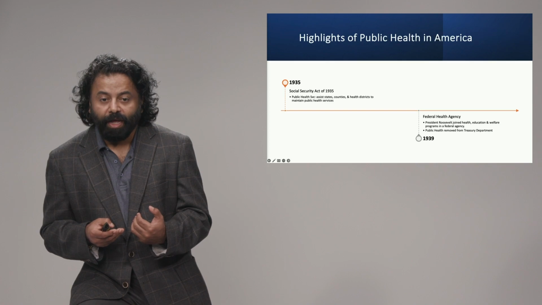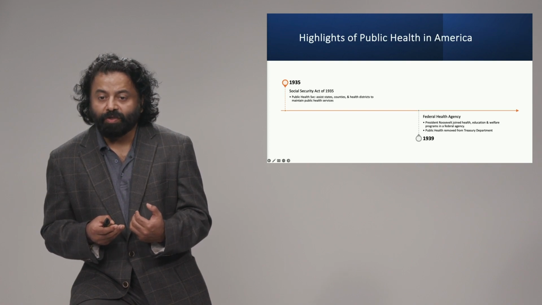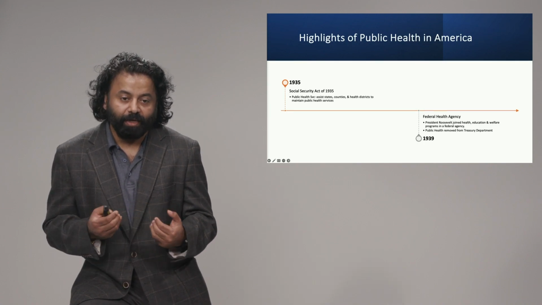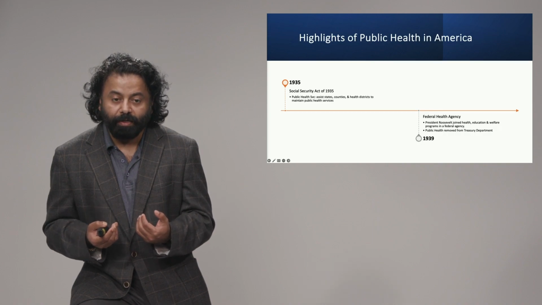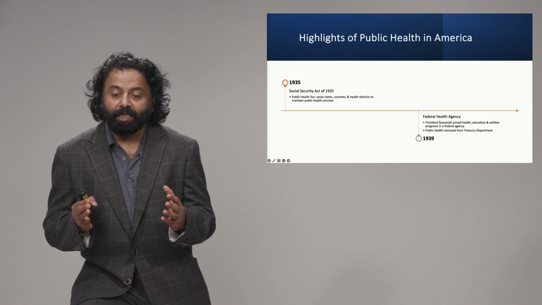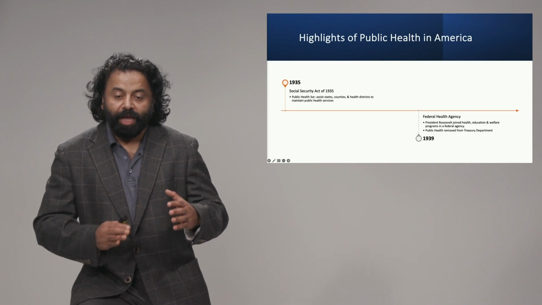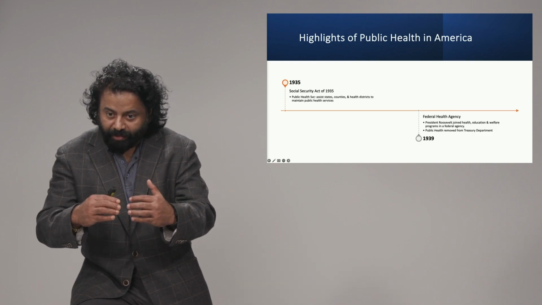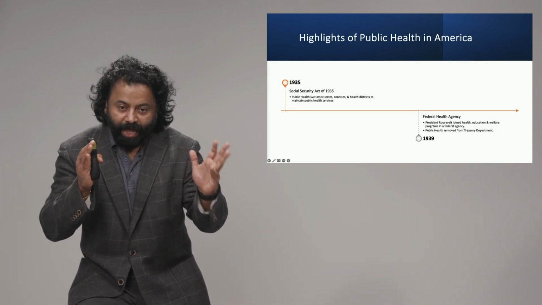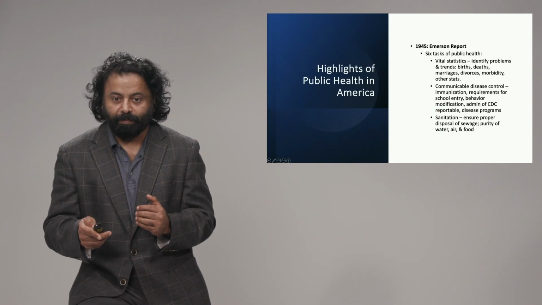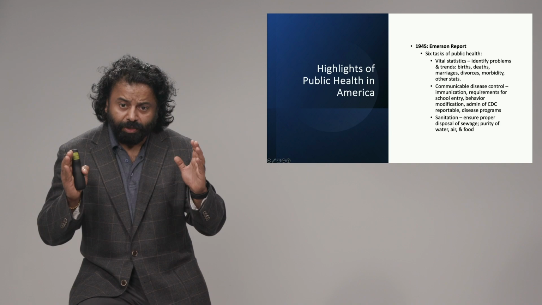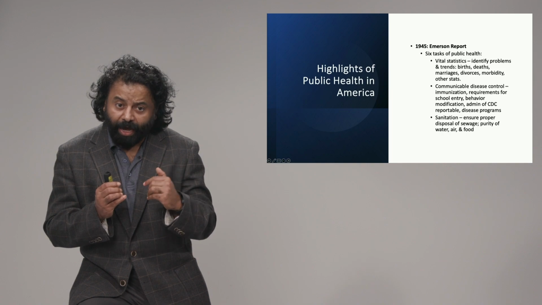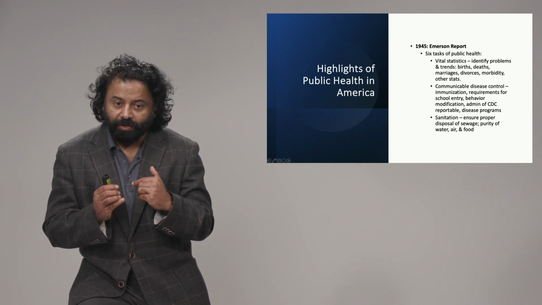In 1935, the Social Security Act gave the Public Health Service authority to assist states, counties, and health districts in maintaining public health services. In 1939, the Federal Health Agency was created. President Roosevelt consolidated health, welfare, and education service programs into a federal health agency. Public health was removed from the Treasury Department and the Federal Security Agency was created, consolidating health, education, and welfare services. Emerson Report. According to the Emerson Report, six tasks of public health still prevail today.